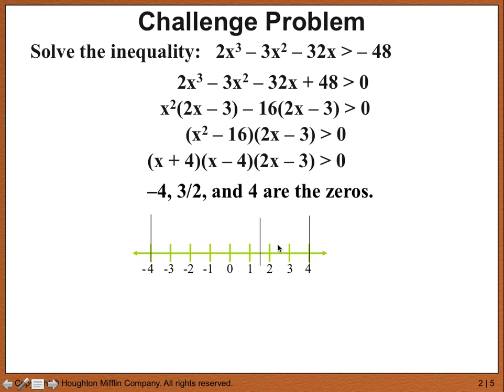Let's say I plugged in the number 2. Well, 2 plus 4 is 6. 2 minus 4 is -2. And 6 times -2 is -12. And putting 2 in here, I have 2 times 2 is 4 minus 3, and that's just 1. -12 times 1 is -12. And therefore, everything in this region is going to be negative.